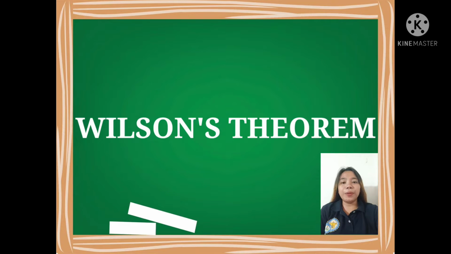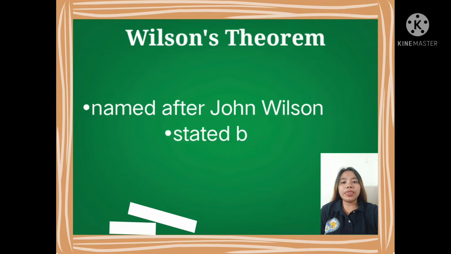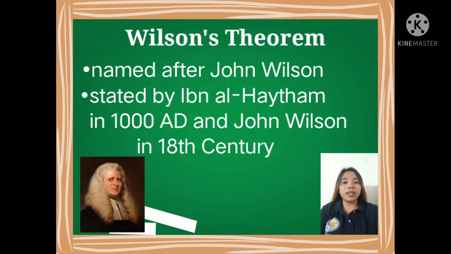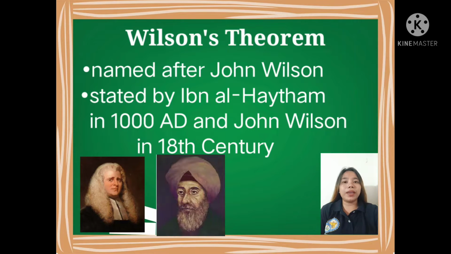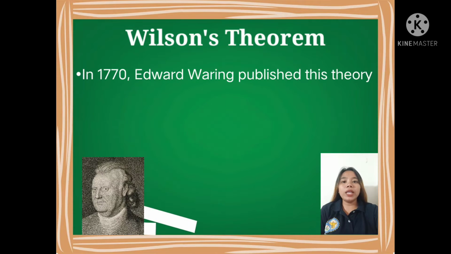But before we proceed to our main topic, here is some information about the history of Wilson's theorem. Wilson's theorem is named after John Wilson, an English mathematician. This theorem was stated by Ibn al-Haytham around 1000 AD and in the 18th century by John Wilson. Edward Waring, a British mathematician, published this theory in 1770, but neither he nor his student John Wilson proved it.